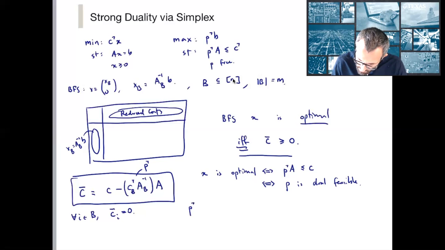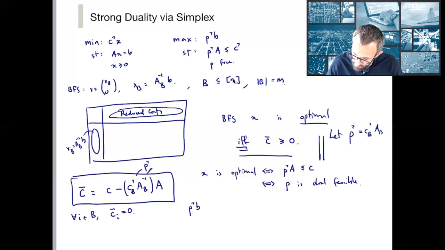So what is P transpose B? Well, again, I'm defining, in case I didn't make it clear, let P equal C B transpose A B inverse. So what's P transpose B? P transpose B is equal to C B transpose A B inverse times B. Now let's group these differently. A B inverse B, well, that is just XB. So this is equal to CB transpose XB.